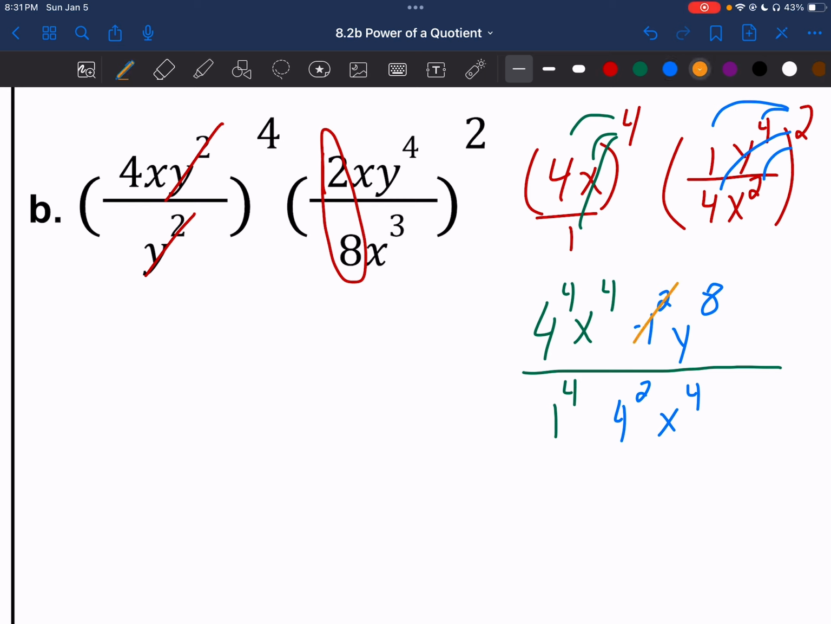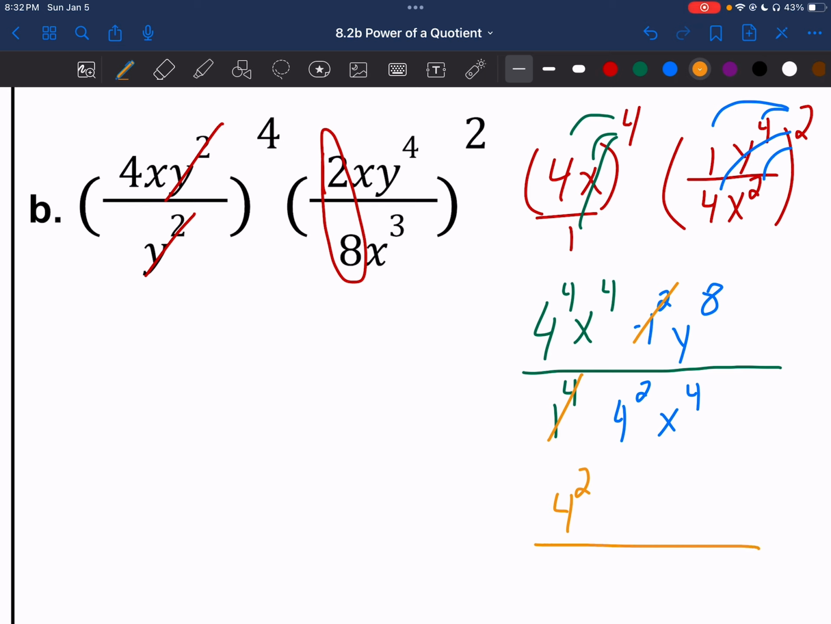1 to the 2nd cancels. I mean, 1 to any power is still just 1. So it cancels away. We just left it there as placeholders just to kind of keep in mind that those things were there. So now we do 4 to the 4th. 4 to the 4th power, and we have 4 to the 2nd power in the denominator. So that's going to be 4 to the 2nd power. 4 minus 2 is 2.